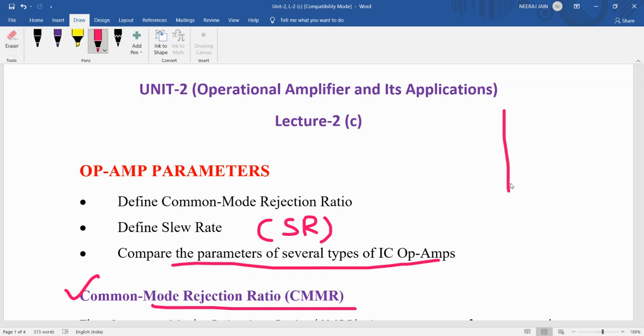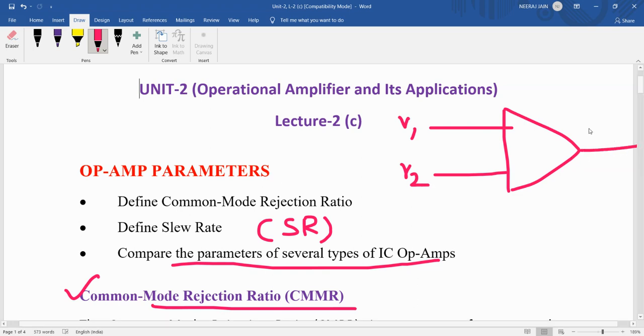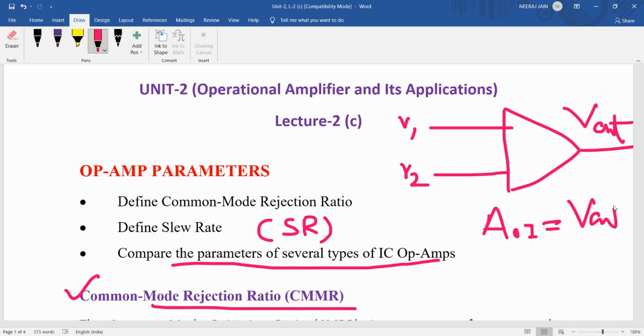Suppose it is the op-amp and there are two inputs of the op-amp, V1 and V2, and the output is Vout. Now the gain of the op-amp in this condition is defined as AOI, the differential gain, equal to Vout upon Vin. Vin is basically the difference between V1 and V2.